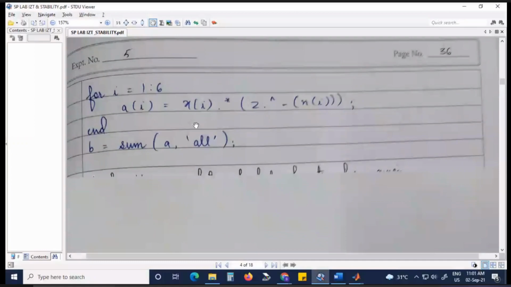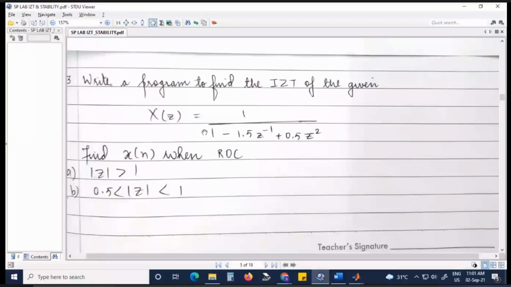That is, write a program to find the inverse z transform of the given function. Okay, that is X(z) is equal to 1 by 1 minus 1.5 z inverse plus 0.5 z to the power minus 2. So find x of n. What is the inverse of it? So first you calculate the z transform using that program. Okay, and the other part is to find the inverse z transform. So once X(z) is given, any expression, you have to find the inverse of X(z).